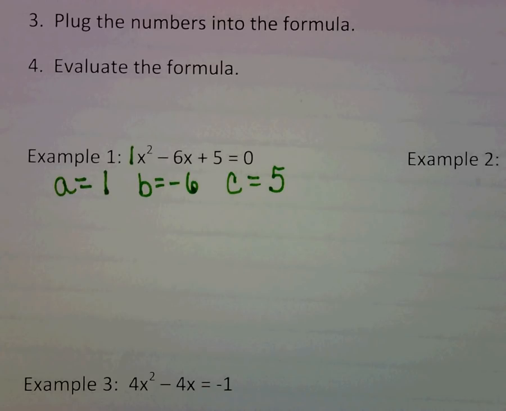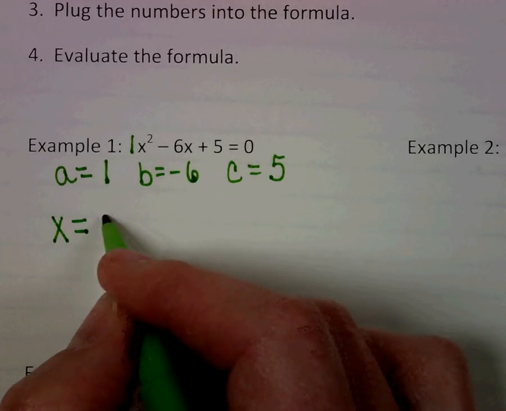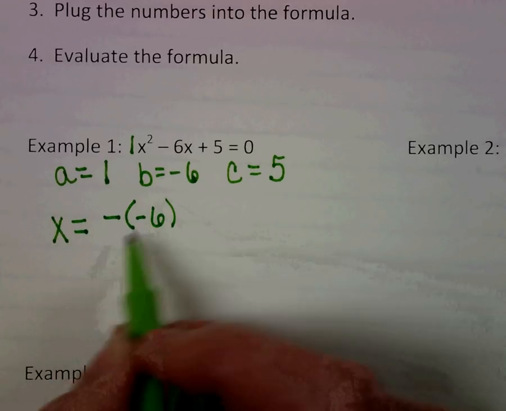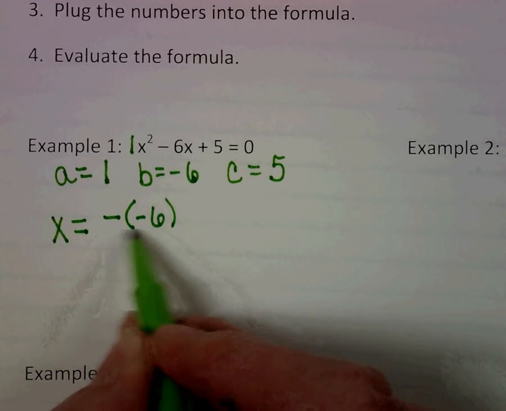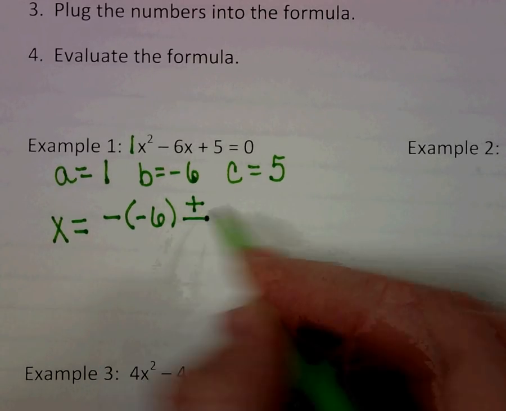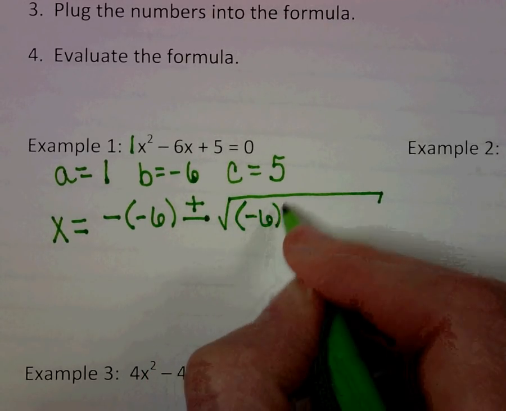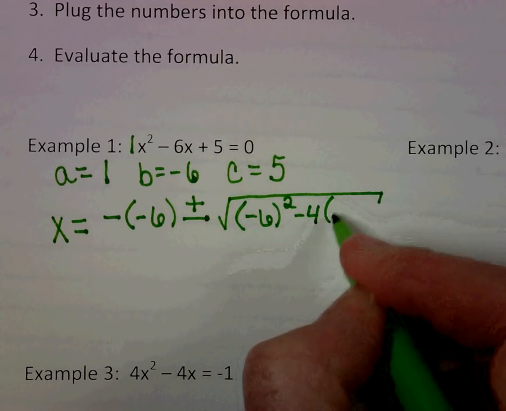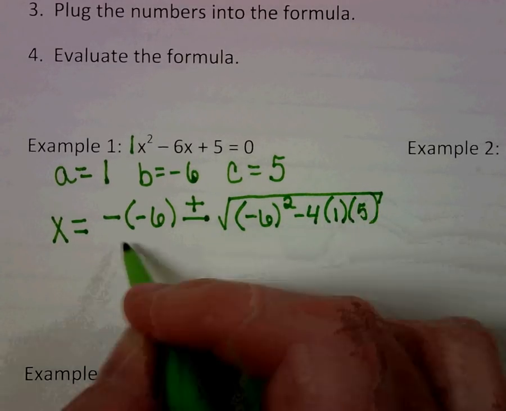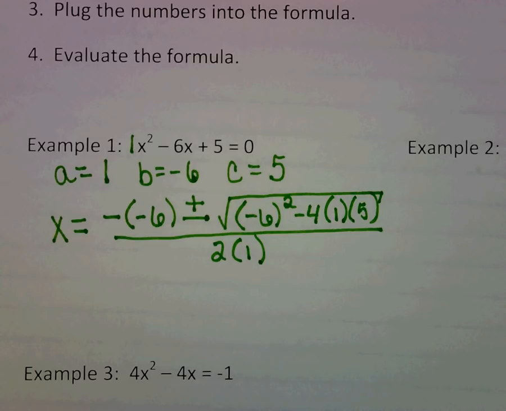Okay, so now we're going to take our numbers and we're going to fill it into the quadratic formula. So x equals -b, and I know a lot of you are going to want to instantly change that to a positive, but I just want you to see us plugging it in, plus or minus the square root of b squared minus 4 times a times c divided by 2a. So all I did right there was fill in our formula with our a, b, and c values.